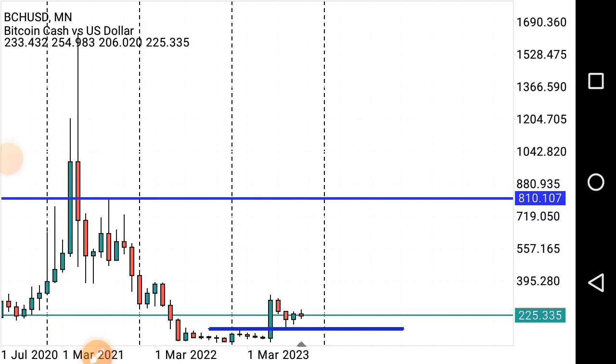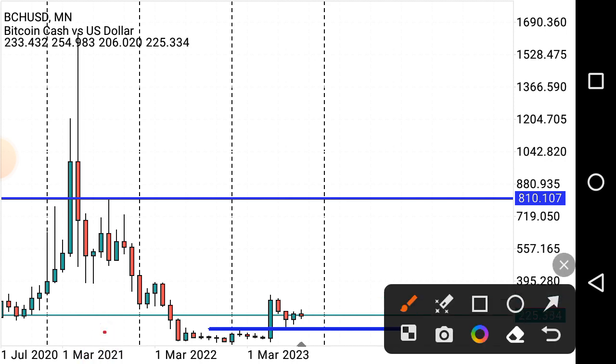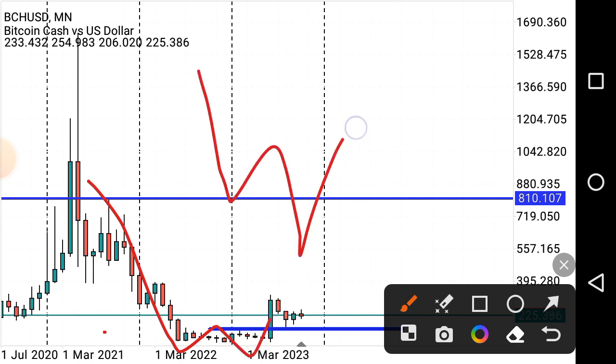This video is based on the technical analysis of Bitcoin Cash, and we find ourselves at this point in time on the monthly chart. On this chart, we can see that the market had given us what is a double bottom over here, or some of you may say that the market has given us an inverted head and shoulders pattern.